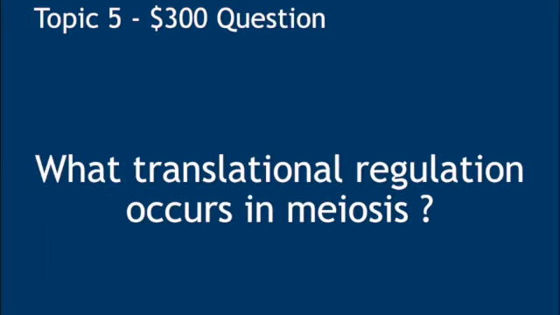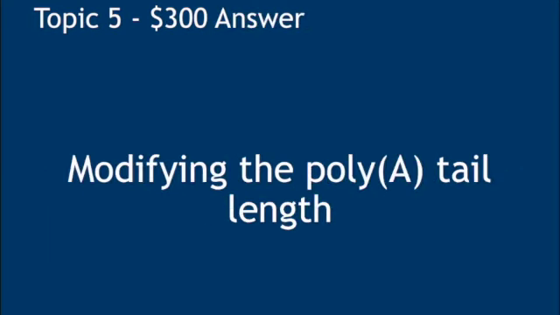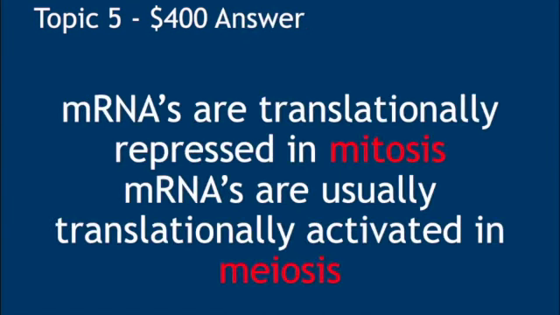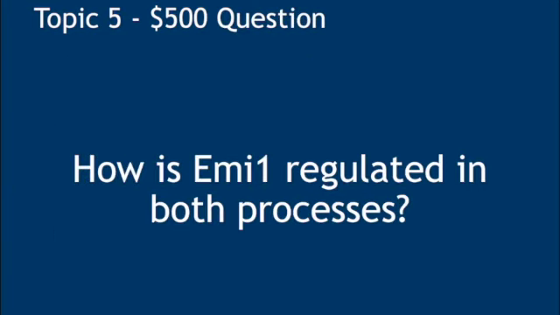Translational regulation includes modulating the poly A tail length, which also occurs in mitosis but isn't a general mechanism for controlling the translational efficiency in somatic cells. So, as mentioned previously, mRNAs are usually translationally repressed in mitosis, whereas the mRNAs are usually translationally activated in meiosis.